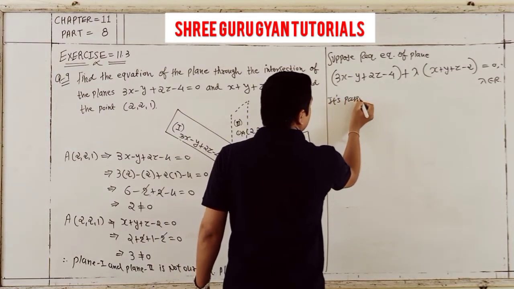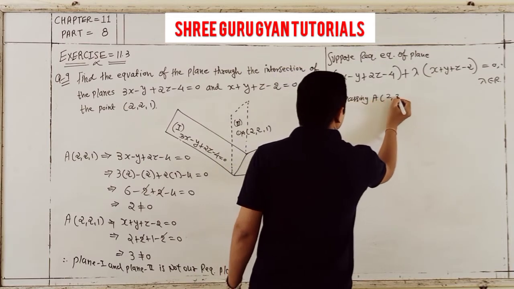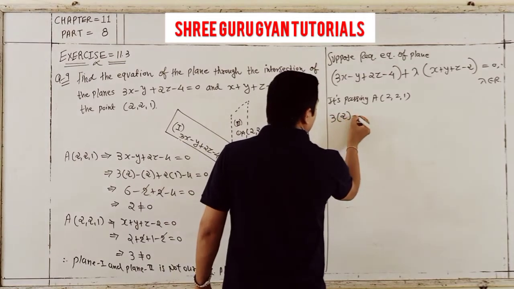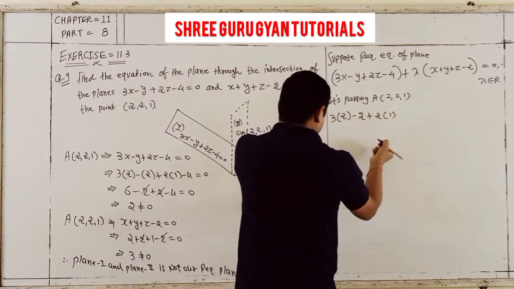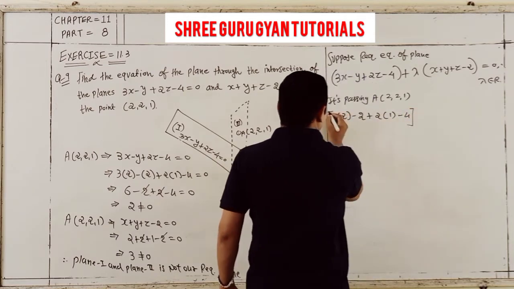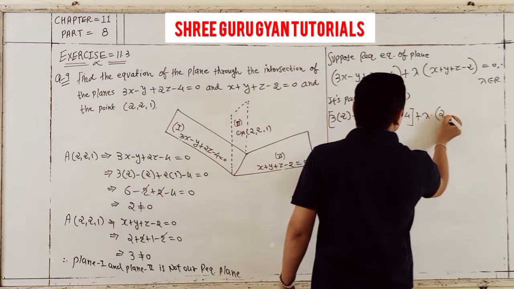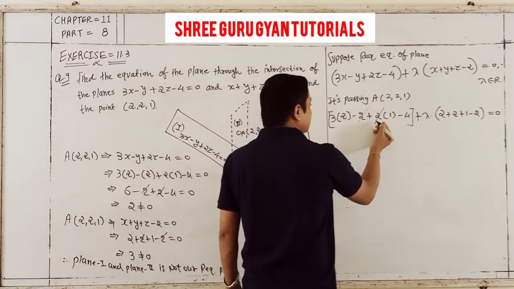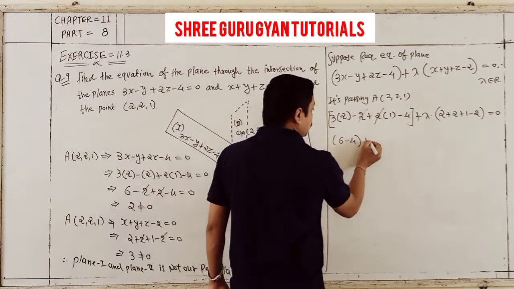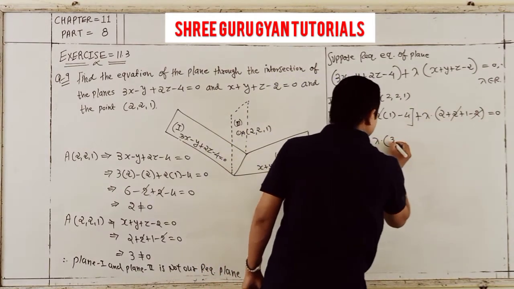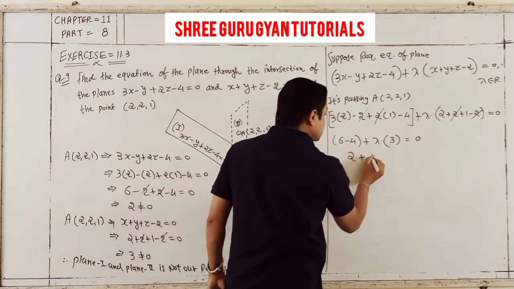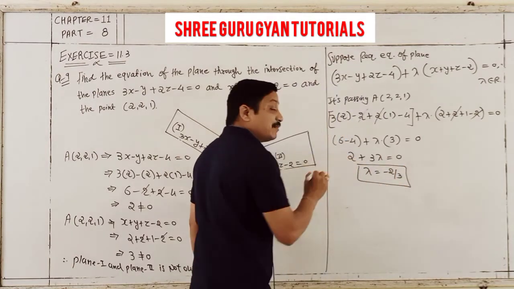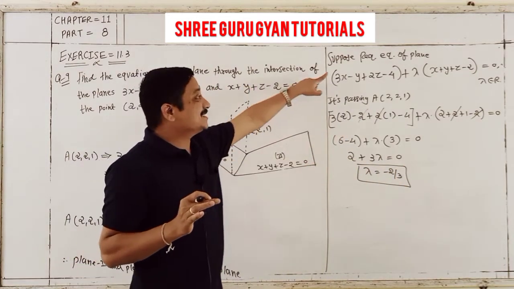It's passing through point A (2, 2, 1). That's your third plane passing through it. So 3 times 2, 2 times 2, 2 times 1 minus 4, plus lambda times (2 plus 2 plus 1 minus 2). Your answer is very easy: 6 minus 4 is 2, and 2 plus 1 is 3. It means 2 plus 3 lambda equals 0, so lambda becomes minus 2 by 3, and I put this lambda value in the equation.